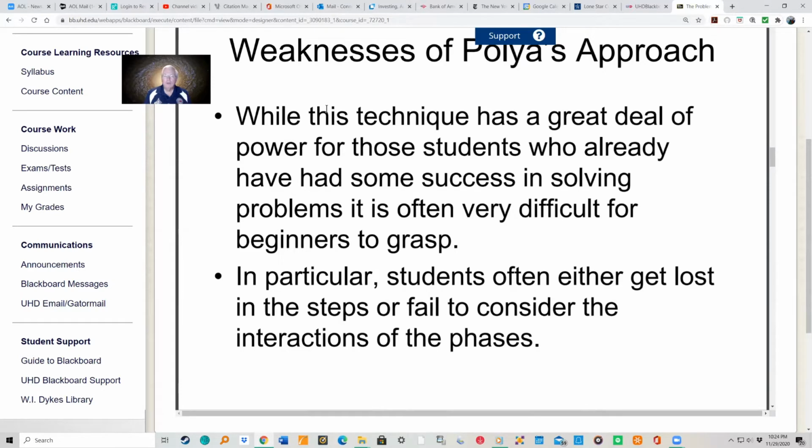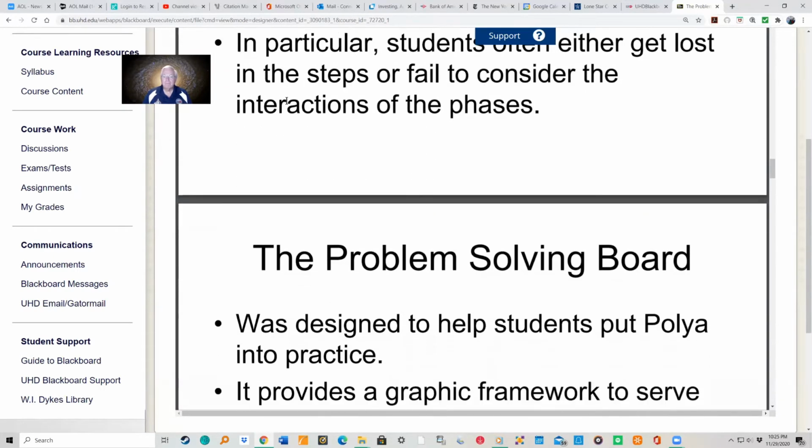In many of the curriculum materials you'll see, you'll be given a unit on how to teach problem solving, which basically has the students memorize the 4 steps of Polya. That's not too helpful. You have to experience the 4 steps of Polya. What we find is that when this memorization of the steps is followed, students either get lost in these steps or they don't consider the interactions because they've never really had to think about them.